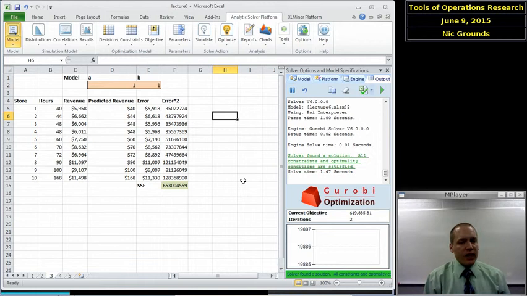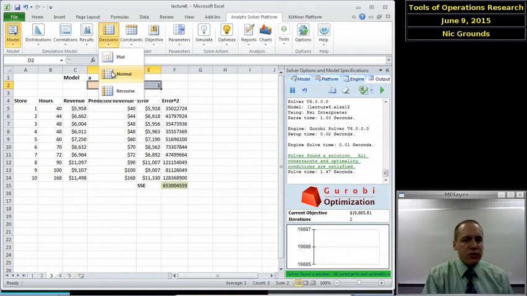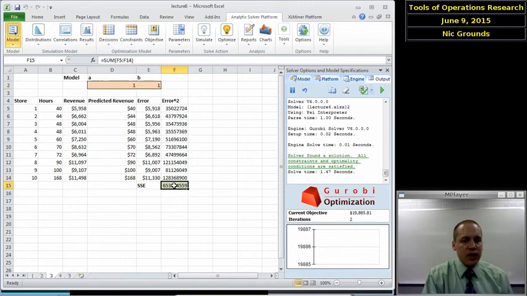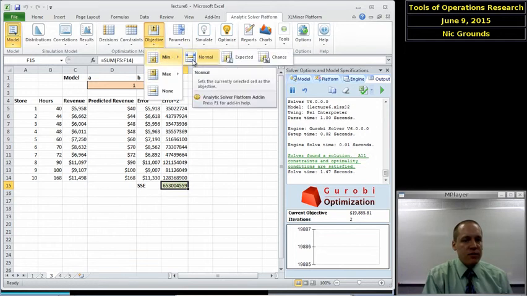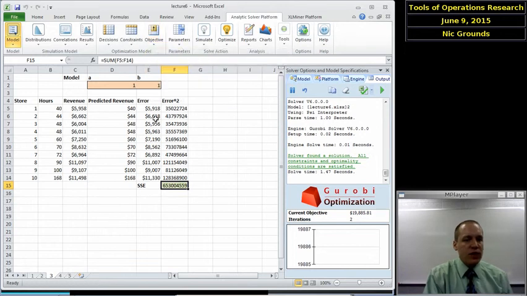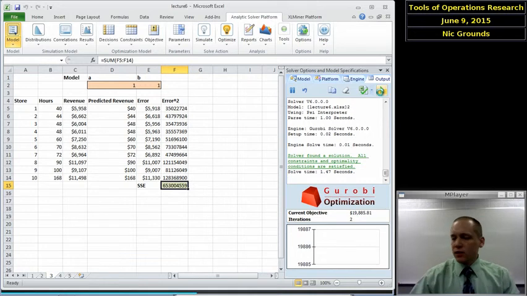There we go. And now what we want to do is build a nonlinear optimization model where these A and B values are our decision variables, and this sum of squared errors is the objective we want to minimize. So we want to get the smallest error by choosing A and B values that can predict revenue the most accurately. So let's run the optimizer.